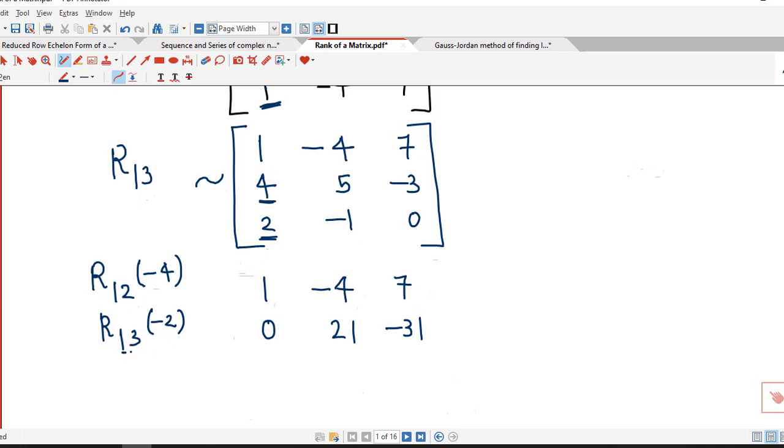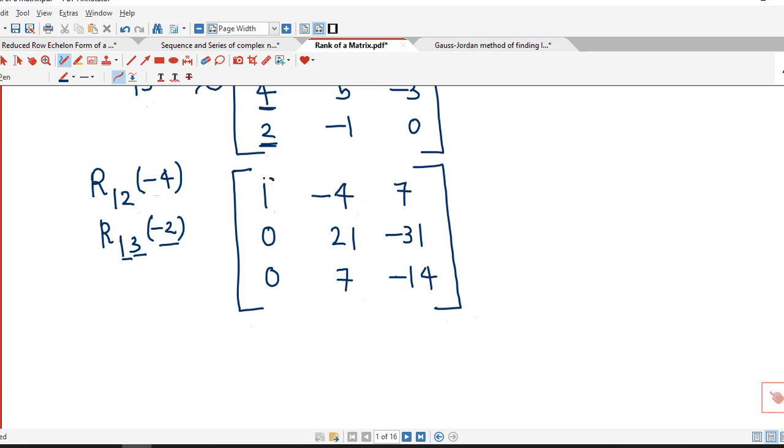Now we multiply the first row by minus 2 and add it to the third row. So 1 into minus 2 is minus 2, plus 2 is 0; minus 4 into minus 2 is 8, minus 1, which is 7; 7 into minus 2 is minus 14, plus 0, so here we have minus 14. Now we can see this is the first non-zero entry of the first row, and the two entries below it are 0. Now we come to the first non-zero entry of the second row.